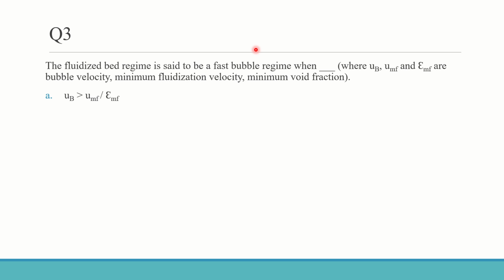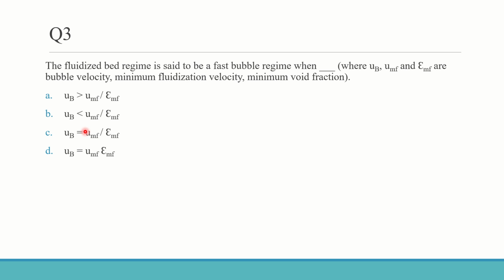Option A, ub is greater than umf by epsilon mf. Option B, ub is less than umf by epsilon mf. Option C, ub is equal to umf by epsilon mf. And option D, ub is equal to umf by epsilon mf. So now we know that ub is greater than umf by epsilon mf. Why? Because this is a fast bubble regime.